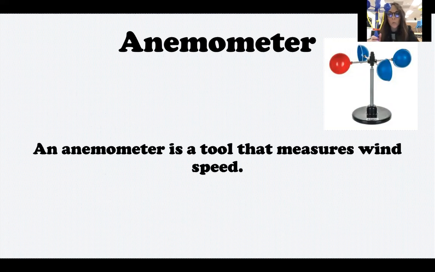All right, and then we have an anemometer. It looks like this. There's a picture of one too. And an anemometer is a tool that measures wind speed. So this is going to tell us how fast the wind is blowing. So what happens is the wind blows, it pushes this, and then this red line moves up and down. And there are numbers here that tell us how fast the wind is blowing.